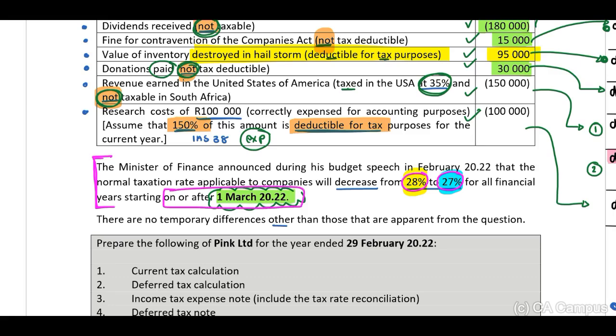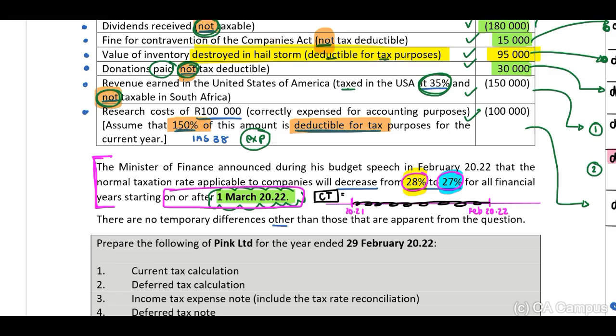Now, let's just recap, and I have mentioned this before. This is our timeline. Remember, we are looking at this from 2021 until 2022, February year end. Now, if you think about your current tax, our current tax relates to the income, the profit and loss for the period, right?